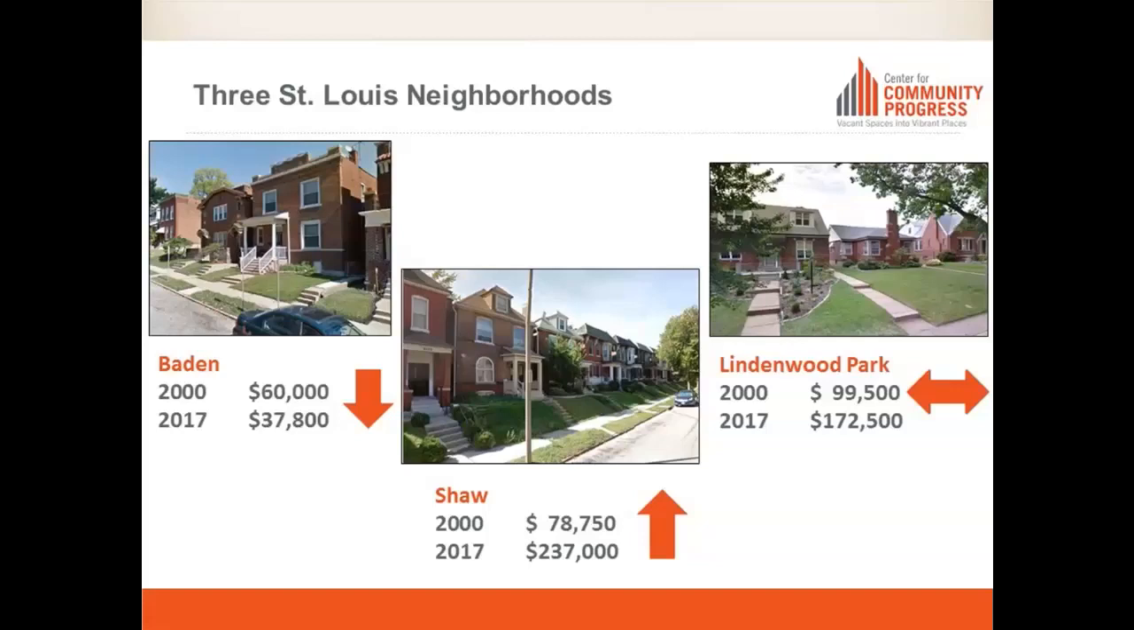Lindenwood Park is basically holding its own. Houses are appreciating, not dramatically, but positively. And demographically, it stayed pretty similar. Baden has seen significant poverty increases and significant declines in home ownership. Shaw, on the other hand, has become one of the most desirable neighborhoods in St. Louis, and it has become a magnet for affluent younger couples and families buying houses. So three neighborhoods, middle neighborhoods 20 years ago, have gone through three very dramatic trajectories.